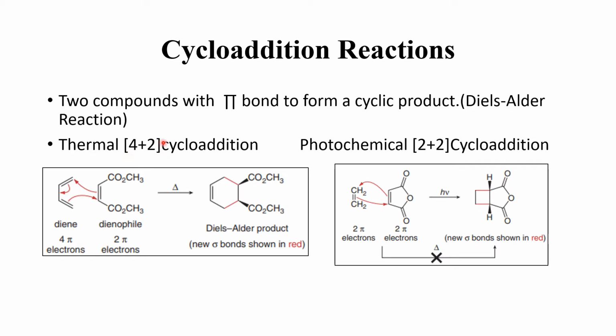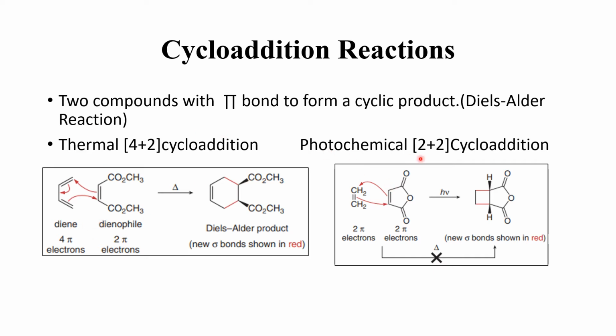This may go with the condition of thermal as well as photochemical reaction. If it is thermal, the 4 plus 2, there is a 4 pi bond system, that is 4 electrons, plus a 2 pi bond, that is 2 electrons. That 4 plus 2 cycloaddition will take place in thermal condition, and we will get the cyclic product. This is also a Diels-Alder reaction. In this case, two new sigma bonds will form. This pi bond will come to this, and here it will go here, and this will go here, and one new pi bond will form. The two sigma bonds are shown in red color, you can see, and one new pi bond is here. This is the 4 plus 2 thermal condition.